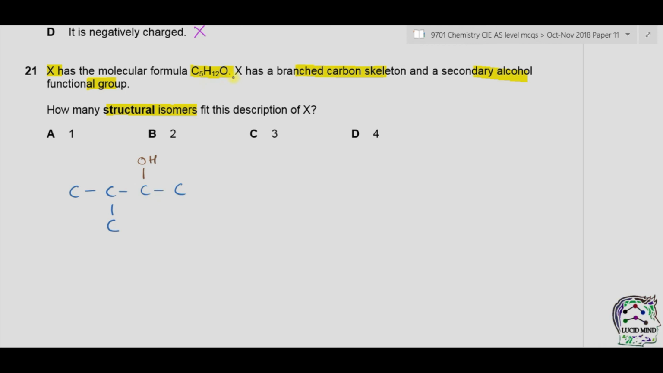Other structures of C5H12O could be like this, or like this. This is wrong because in this one we don't have a branched carbon skeleton, and this is wrong because now we have a tertiary alcohol as compared to a secondary alcohol. So the only possible structure is this one. The answer is therefore A.